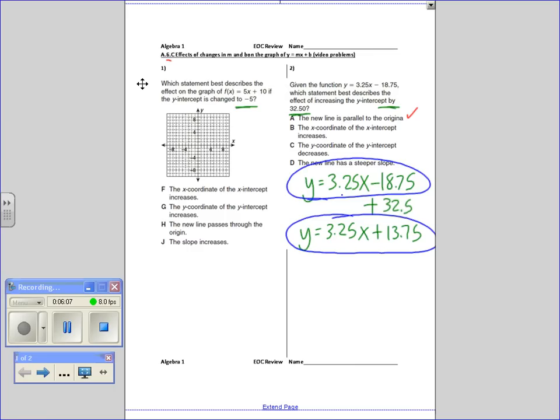Okay, so that one I know is not true. The y-coordinate of the y-intercept decreases. No, I can even tell from my equations that it increased. The new line has a steeper slope. Again, I can tell even from my equations that the slope is going to stay the same. So I know the answer is A.